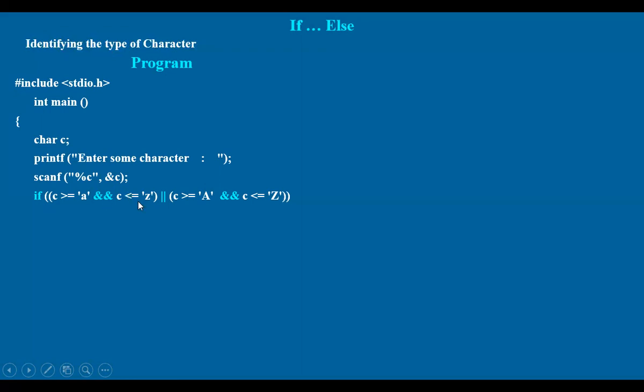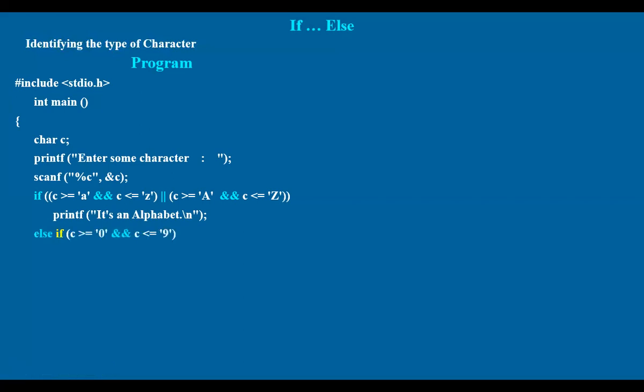Or else it can be a capital letter also. So the same logic is used for capital letters from A to Z. It must be either A or greater than A, that means capital A, B, C like that, or equal to Z or less than that. This is identifying the alphabet. If it is an alphabet, it is going to print it is an alphabet and quit the program.